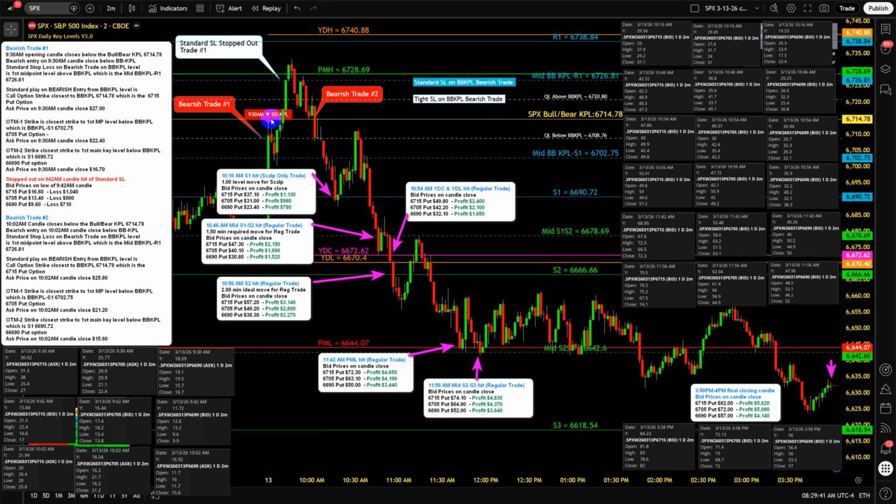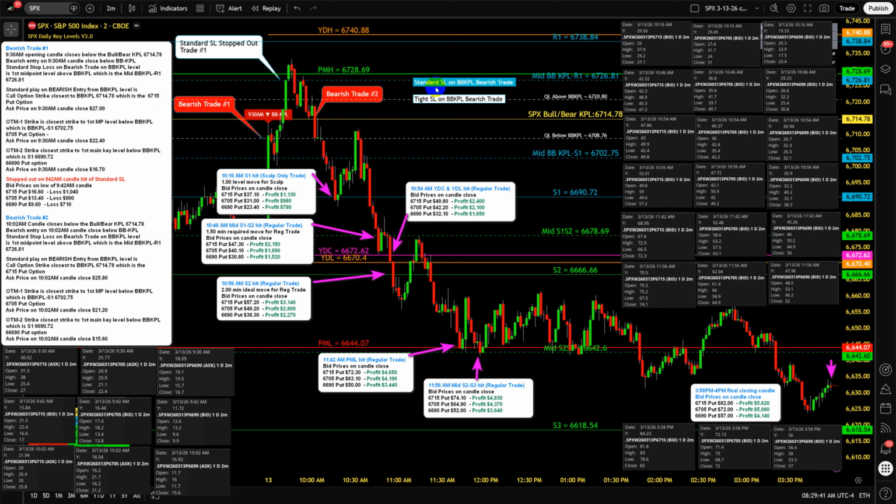So we have our 9:30 a.m. BBKPL opening candle alert here, alerting us to the candle close below the BBKPL, and it's within the acceptable range, which is why the alert shows up. If it was outside of the acceptable range, then you would see no alert here. Okay, so we have this trade here.